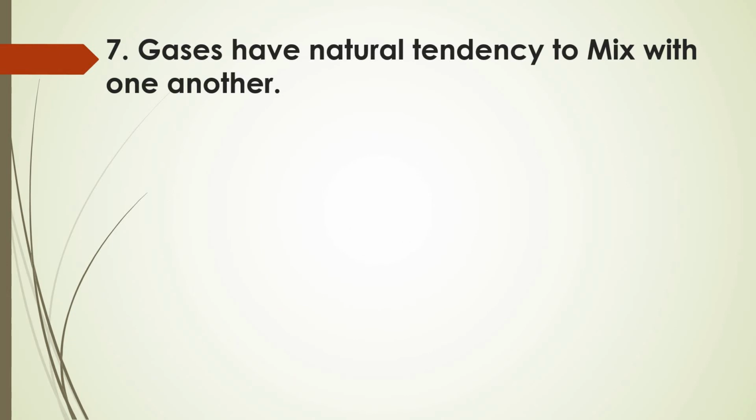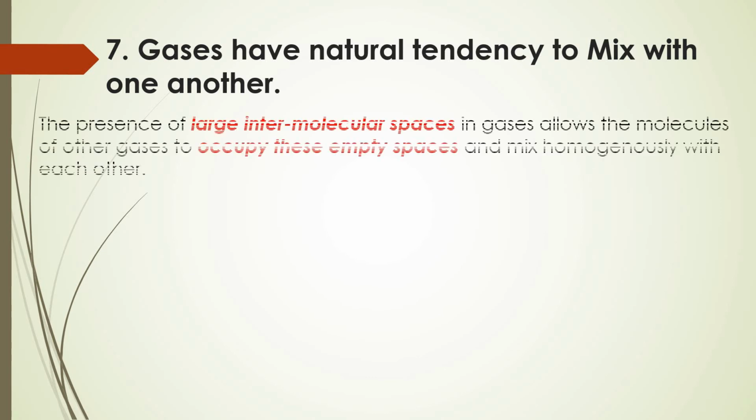The seventh characteristic: gases have a natural tendency to mix with one another. They easily mix with each other. This is also because in gases the intermolecular spaces are huge and there is a lot of empty space. Therefore, molecules of another gas can occupy these empty spaces and mix homogeneously with each other. That is why we say air is a mixture of gases.